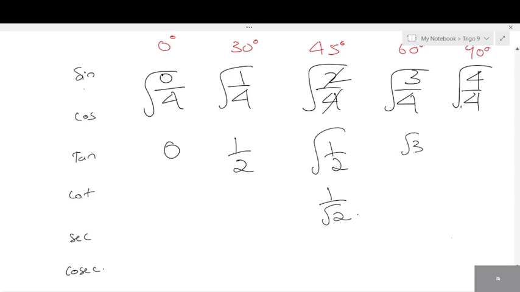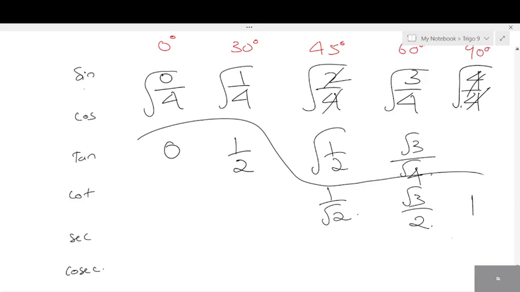The next one. What do you get? Root 3 divided by root 4. What is root 3 divided by root 4? Root 3 by 2. That is how we are getting all these values. What is 4 divided by 4? 1. Are we getting these answers? These values?